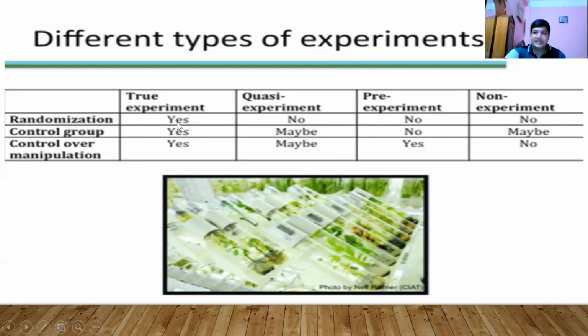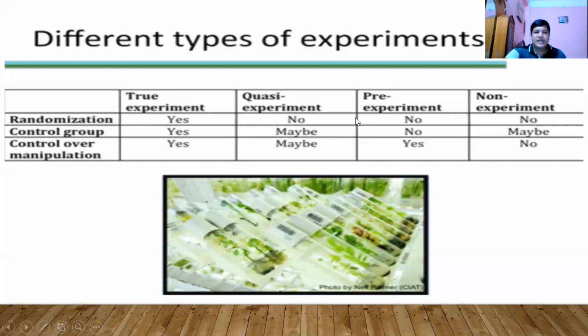Randomization, yes. So there is randomization, means participants, subjects are selected randomly and they are assigned to experimental group and treatment group. Control group, yes, ma huncha. Okay, yes, control over manipulation. Yes, all these three things are done here. Okay, that's why it is called true experiment. Vastavik halko experiment yo quasi ma chai kei na kei missing huncha.